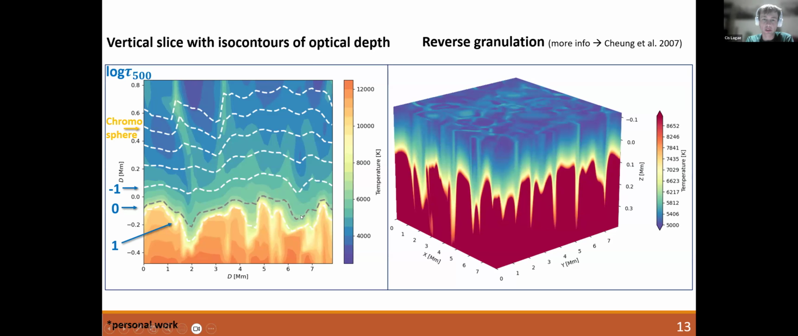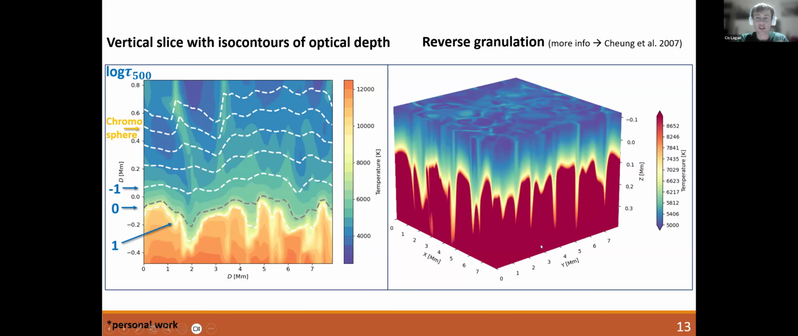In general, this is the granular nature of the surface, and that is reflected in the spectra as well. Higher up, you notice that there's still a lot of structure above the photosphere. You have these long temperature streaks that rise up above the lanes, something we know as reverse granulation, and it's quite important regarding line formation as well.